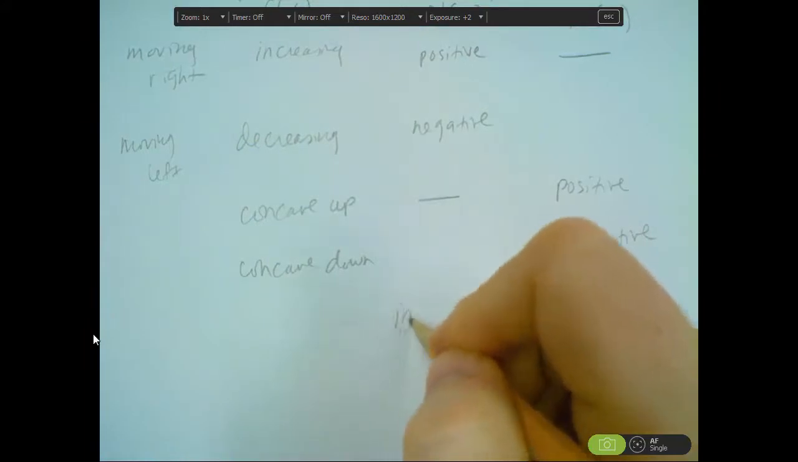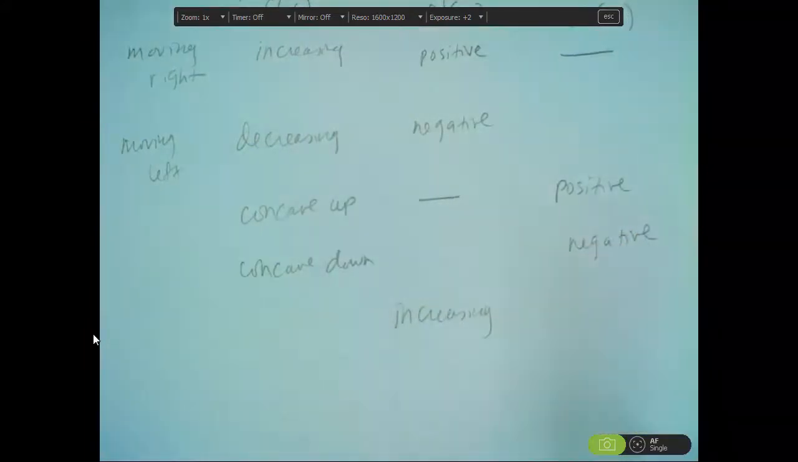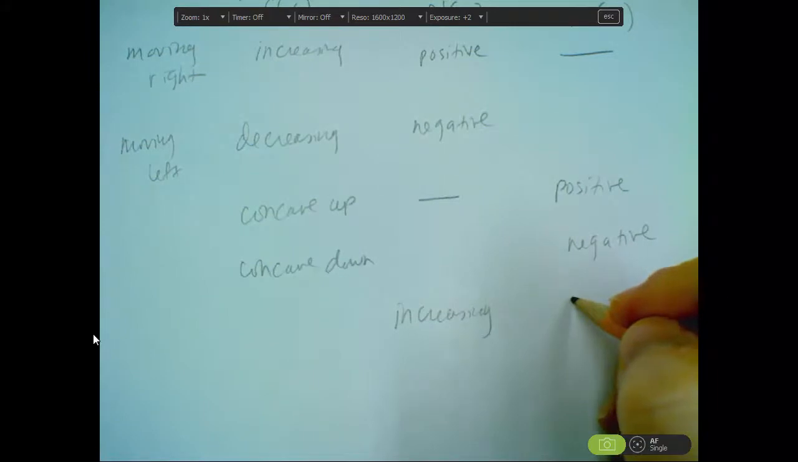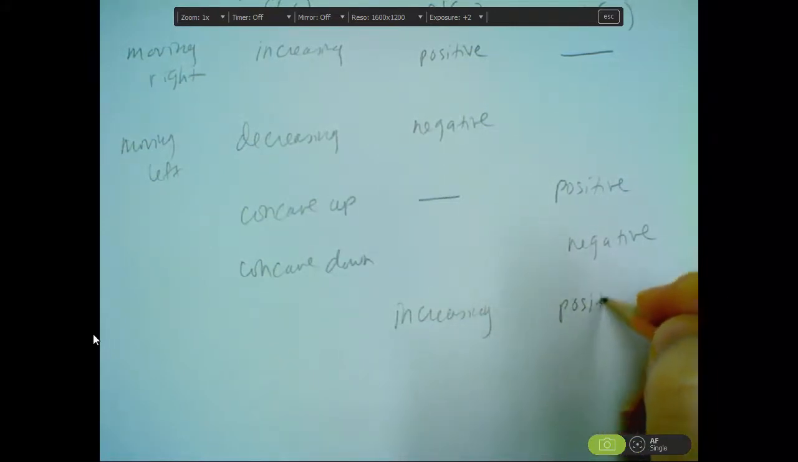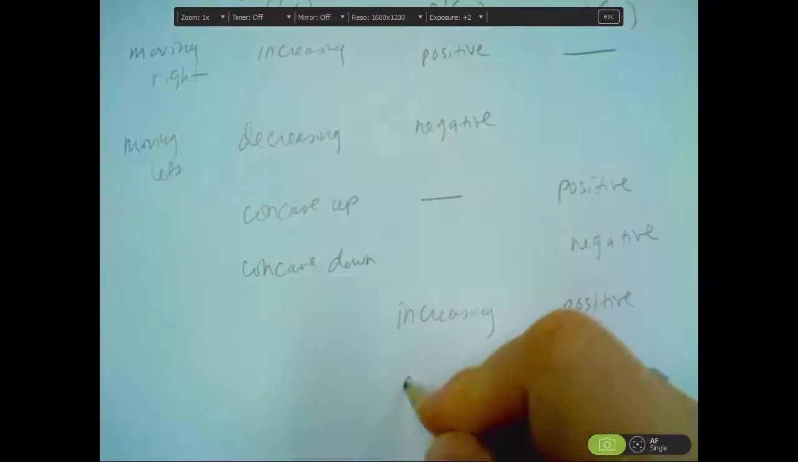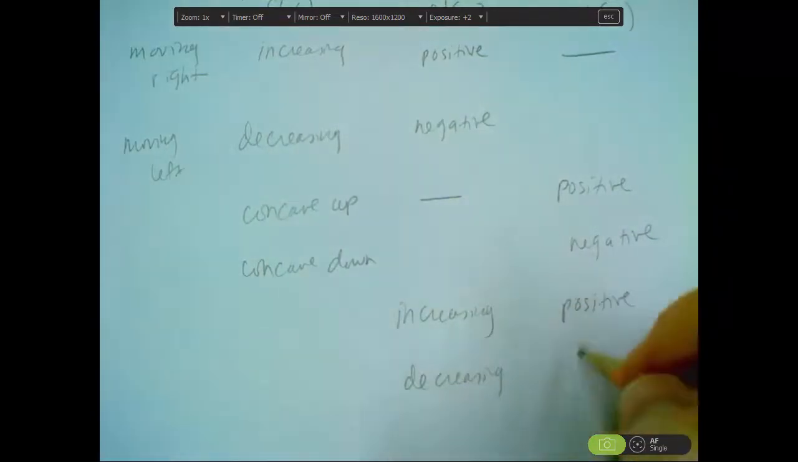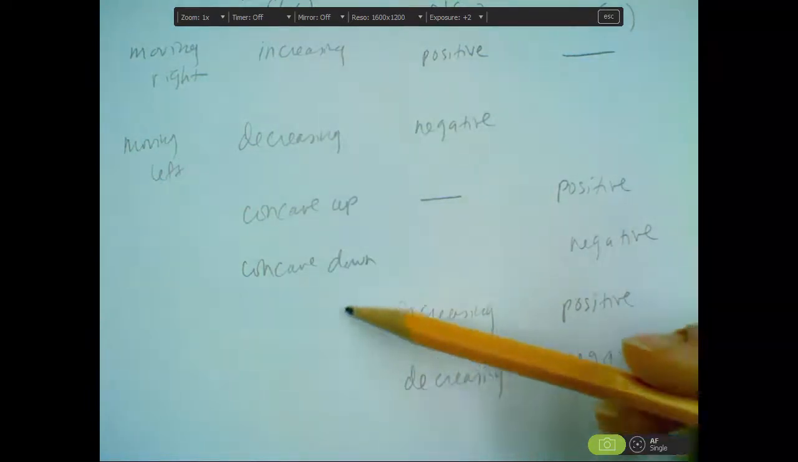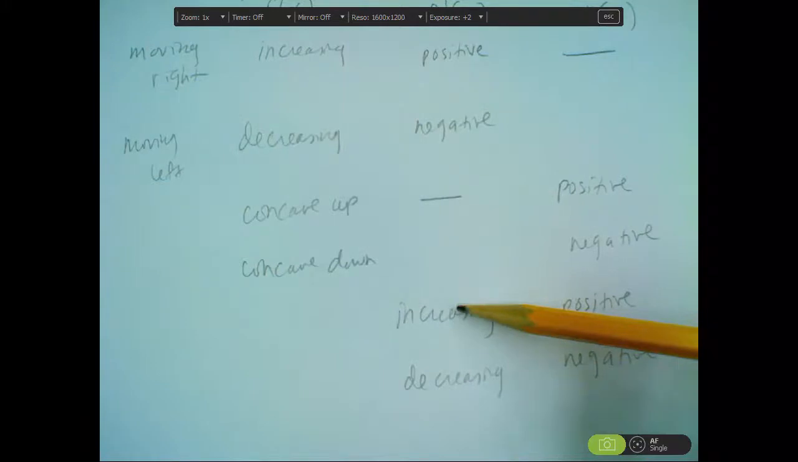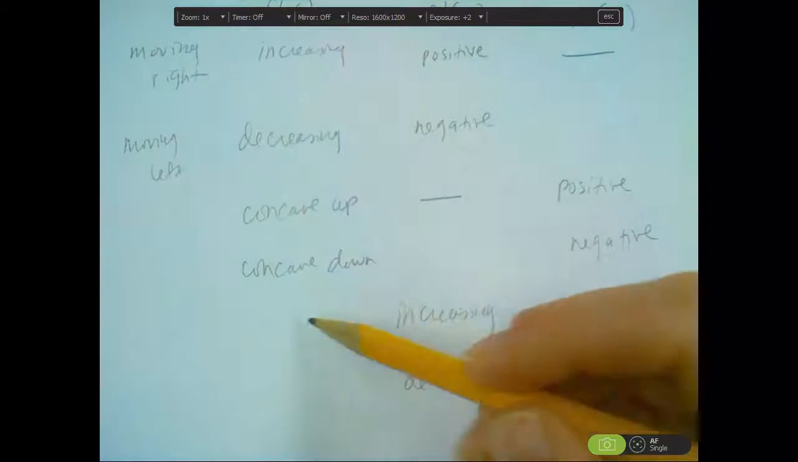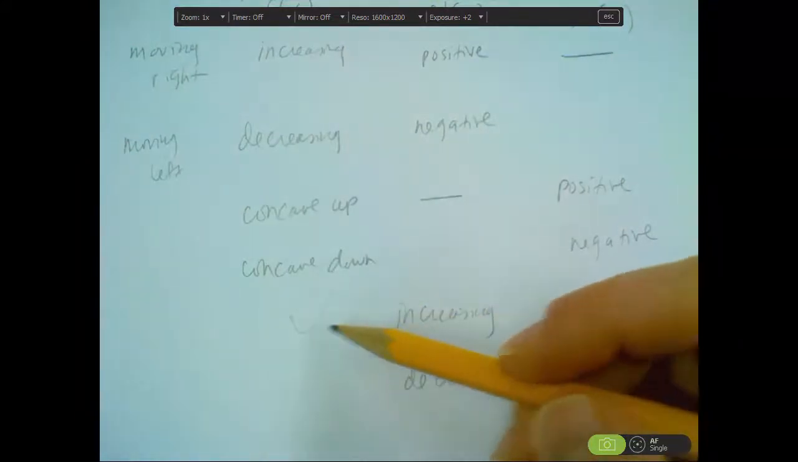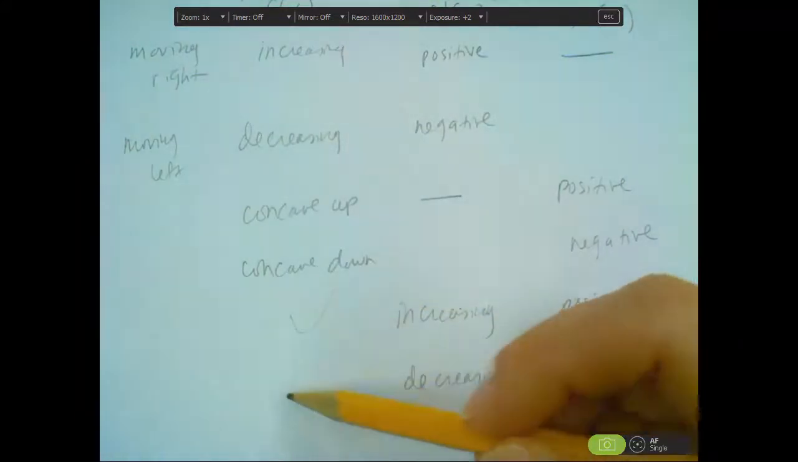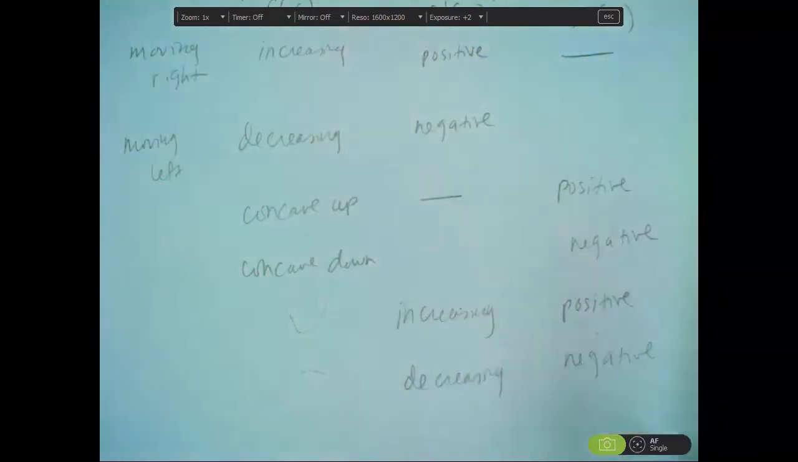What else? If the velocity is increasing, then the acceleration is positive. If the velocity is decreasing, acceleration is negative. So we might not know anything about the position, but if the velocity is increasing, then this would be positive. I mean, we would know that it's concave up, but we don't know if it's positive or negative. And here we know that it's concave down, but again, we don't know if it's positive or negative.